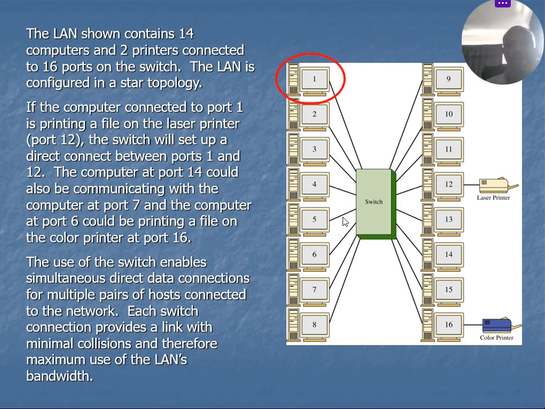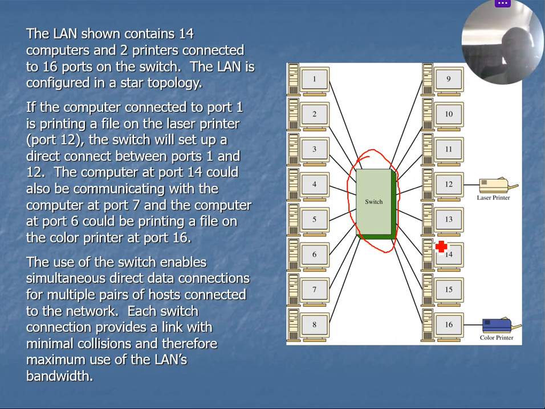Okay, if you take a look at this, you see that this switch has 2 printers connected to port 12 and port 16. So you can see this LAN. This switch is used for creating a local area network. This local area network contains 14 computers, because it has 16 ports. It contains 14 computers and 2 printers connected to this switch.